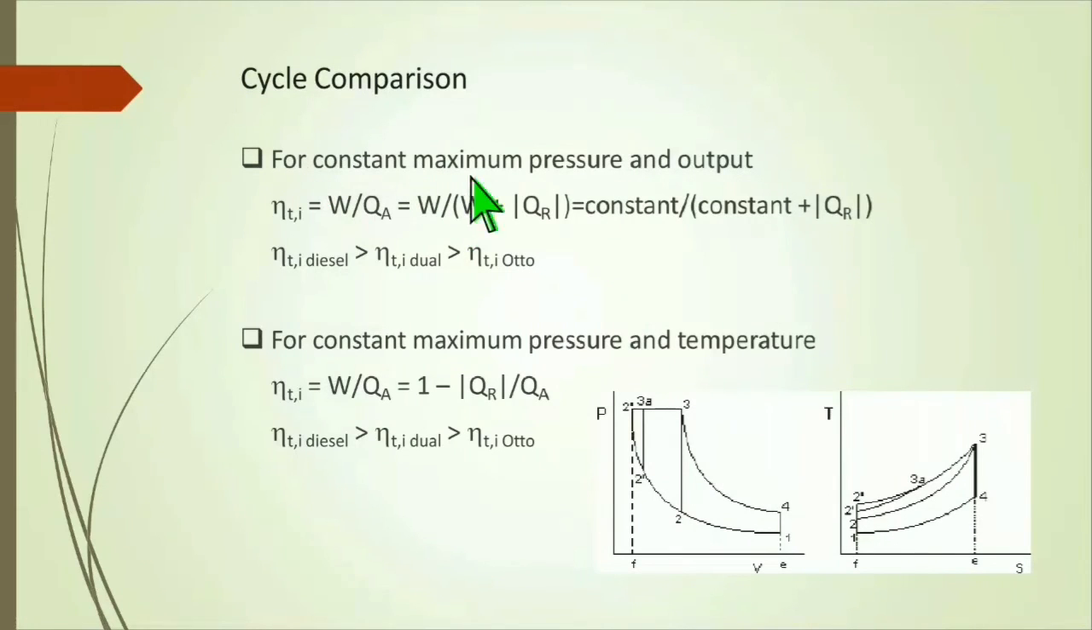For constant maximum pressure and output, eta_ti is equal to W by Qa, that means W by (W plus Qr), which is constant by (constant plus Qr). Eta_ti diesel is greater than eta_ti dual, which is greater than eta_ti auto. For constant maximum pressure and temperature, eta_ti is equal to W by Qa, which is equal to 1 minus Qr by Qa, where eta_ti diesel is greater than eta_ti dual, which is greater than eta_ti auto. And there are two types of graph. First one is pressure versus specific volume, and next one is temperature versus entropy graph.